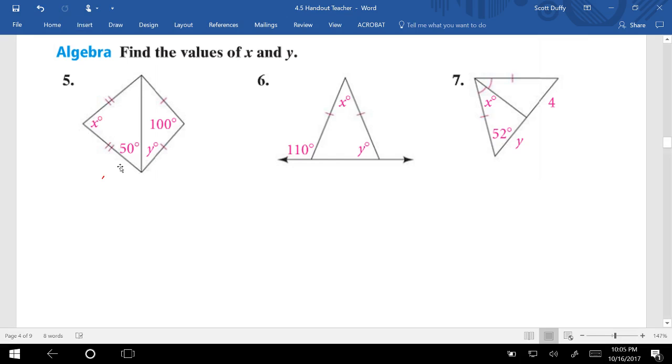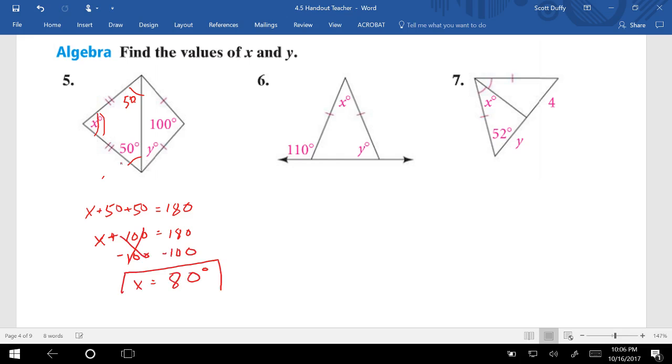I know this because these sides are equal, which means that this angle being 50 and this angle are equal. So that's also going to be 50. And I know that this angle, x plus 50 plus 50, is going to equal 180. So x plus 100 equals 180. Subtract 100 from both sides and get x equals 80 degrees.